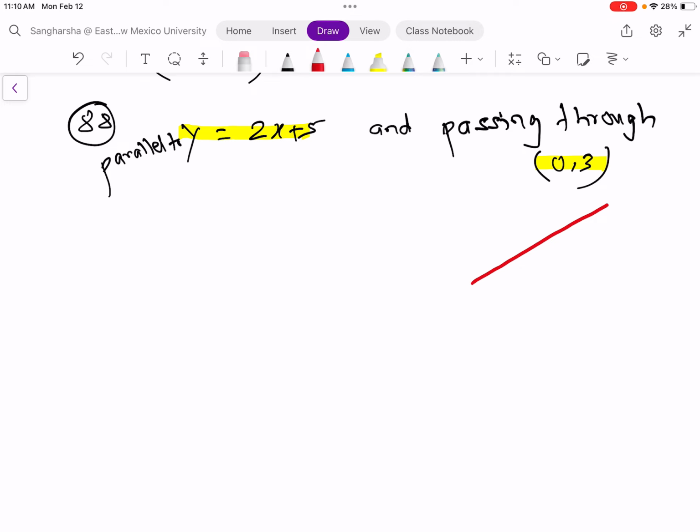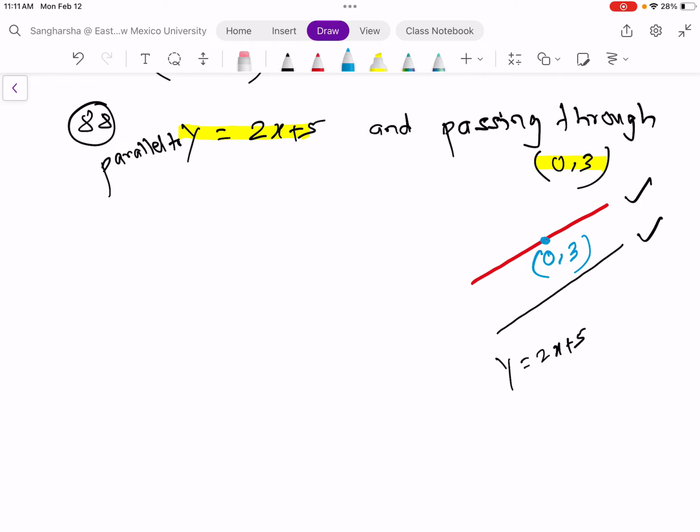We don't know what the equation of this line is. We need to find the equation of this line. And this red line is parallel to y equals 2x plus 5. So we have a line, y equals 2x plus 5. These two are parallel to each other, okay. And the red line is passing through the point (0, 3). So (0, 3) is on the red line. So we have to find the equation of the red line, which is parallel to our black line, y equals 2x plus 5, and the red line is passing through the point (0, 3).